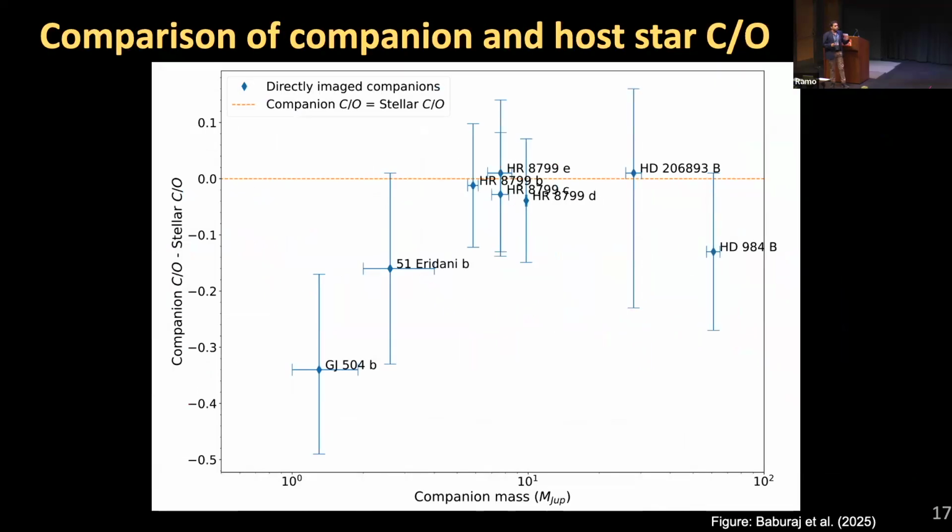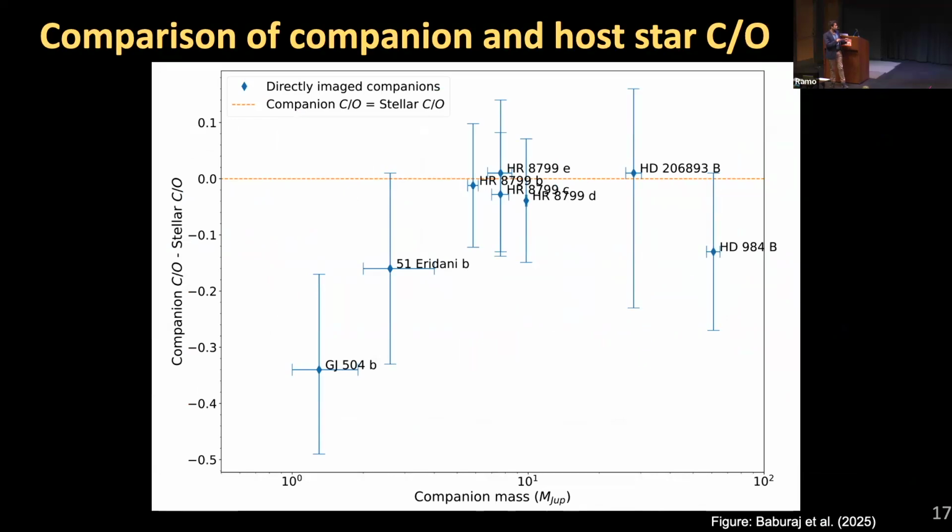Now that we have the host star C/O, let's compare it to the companion C/O values. Most of the companions have C/O values in the literature, and all of these agree with the stellar values at a 1 sigma level, except GJ504b, which agrees at 2 sigma.